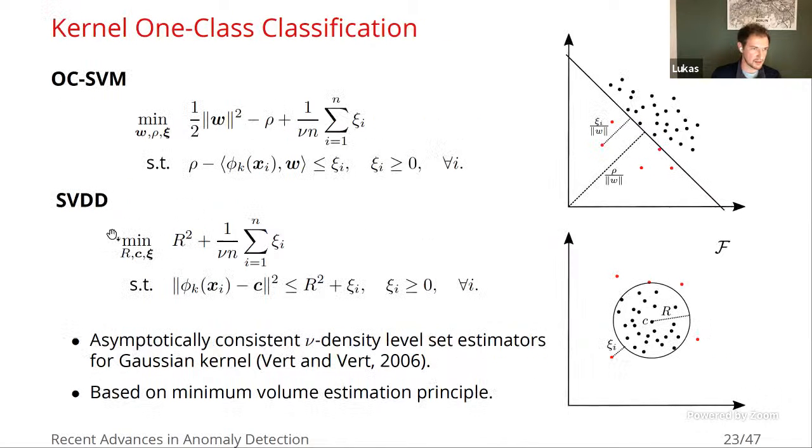And classic kernel methods doing this are the very well-known one-class SVM and support vector data description. So one-class SVM fits a max margin hyperplane in the kernel feature space, and the support vector data description a minimum volume sphere. And for these estimators, it can be shown that they're indeed consistent density level set estimators. And they're based on this minimum volume principle. Yes, but of course, they do not scale well in the dimensionality of the data.